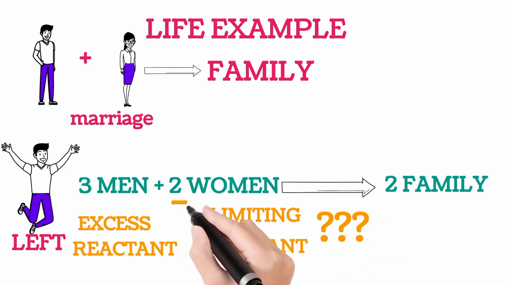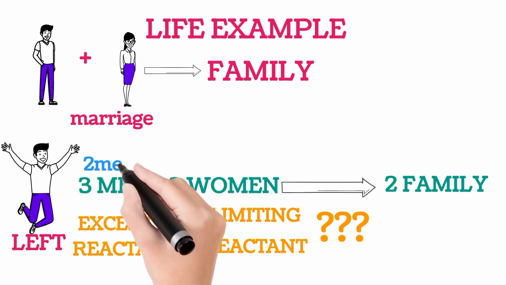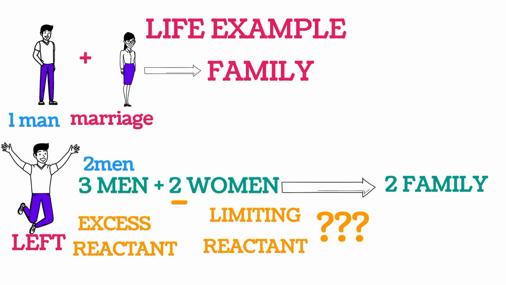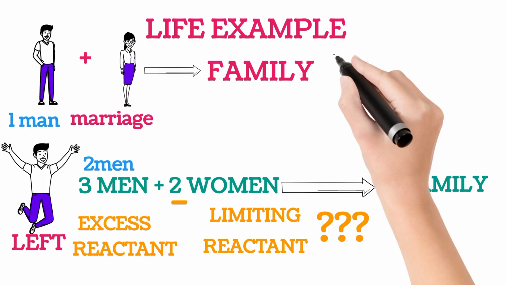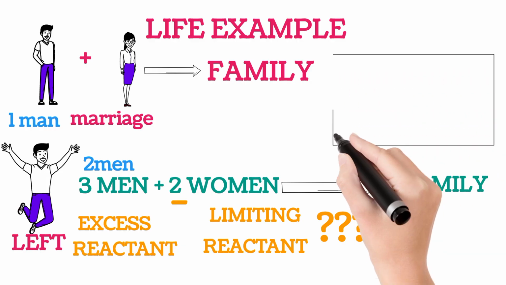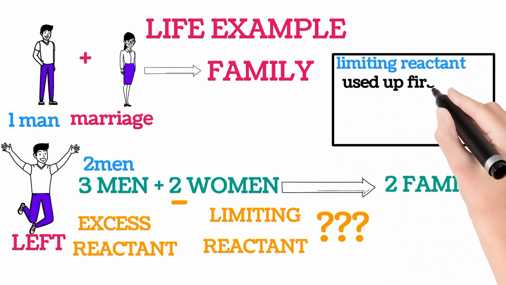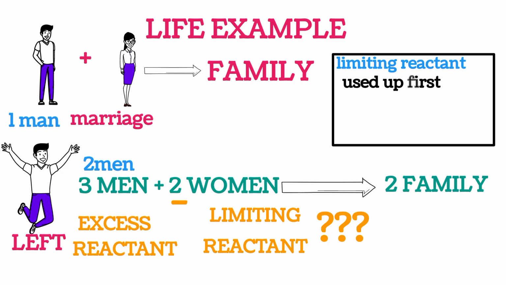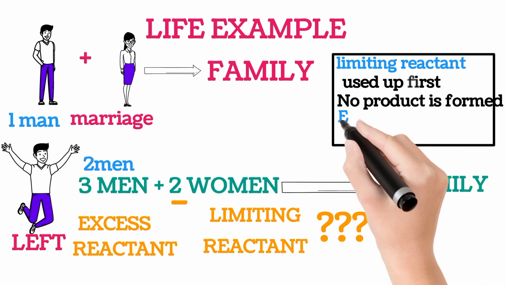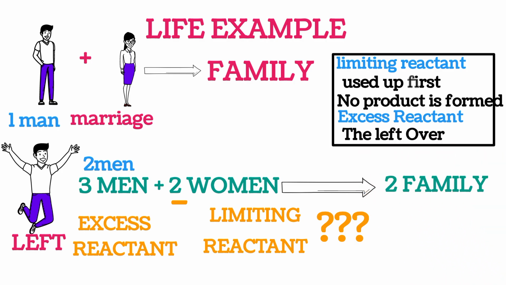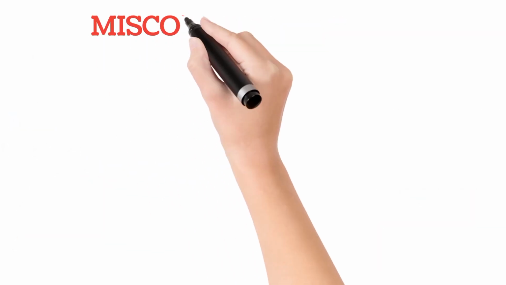So you would like to ask the question why. The simple question is because the 2 women available have been married to 2 men and 1 man is in excess. So the 2 women are available in limited quantity while the man is in excess. So a limiting reactant is the one that is used up first in a given equation and no product is formed after it is being used, while an excess reactant is the leftover. So you should be able to differentiate between the two.